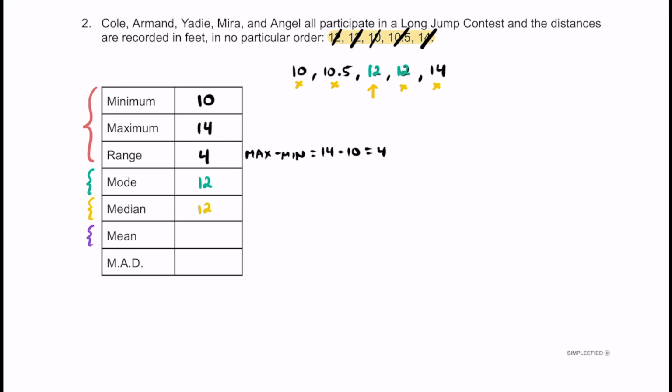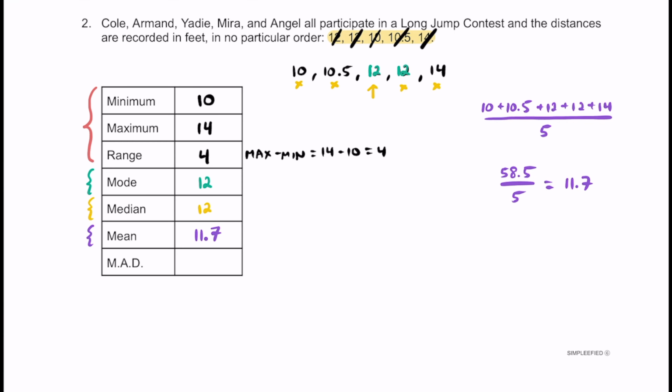Moving on to the mean here, or the average, we have to go ahead and take each of these values and add them up. So 10 plus 10.5 plus 12 plus 12 plus 14. We're going to add up all the distances that they jumped and then divide by how many people there were, which is 5. Adding up these 5 distances together, we should get a total of 58.5 feet. And if we distribute them evenly amongst each of the 5 jumpers, 58.5 divided by 5, that is going to end up being 11.7 feet. So on average, each of these jumpers altogether jumped 11.7 feet.